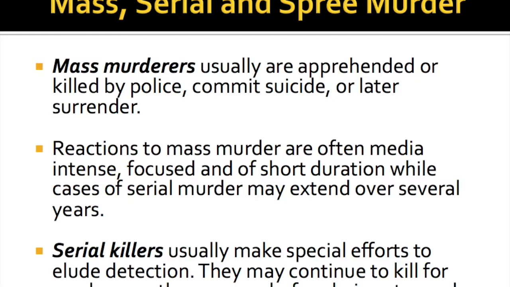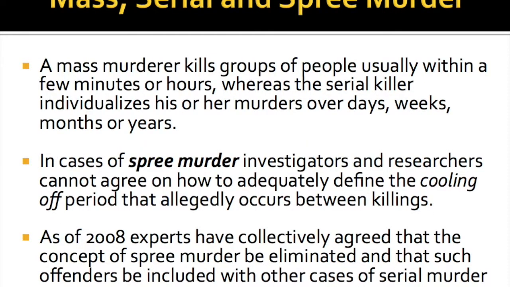They may continue to kill for weeks, months, or years before being stopped. Mass murderers kill groups of people, usually within a few minutes or hours, whereas serial killers individualize their murders over days, weeks, months, or years.